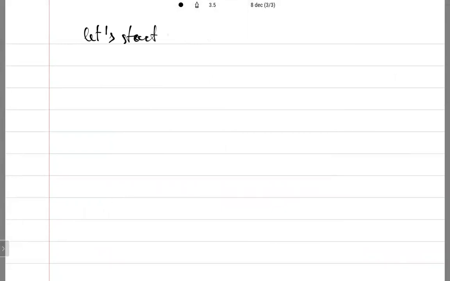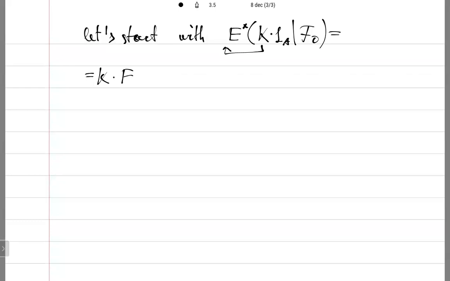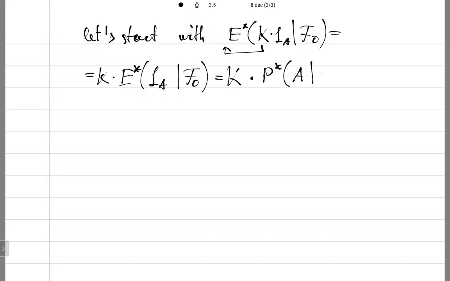Let's start with the expected value of K times the indicator of A. Because K is a specified constant in the contract, it's K times the expected value of the indicator of A given F0. So it's K times the probability P star of A given F0. Any questions? No questions so far.